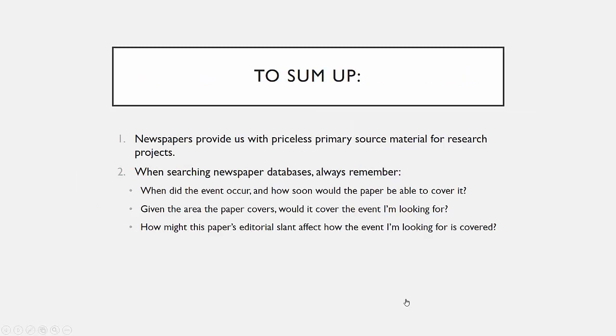As a daily record of events in specific geographic areas, newspapers provide us with priceless primary source materials. However, as these sources are time-sensitive, geographically focused, and subject to editorial bias, it is important to keep the following criteria in mind when searching newspaper databases. First, when the event occurred and how soon it would be covered by the newspapers.